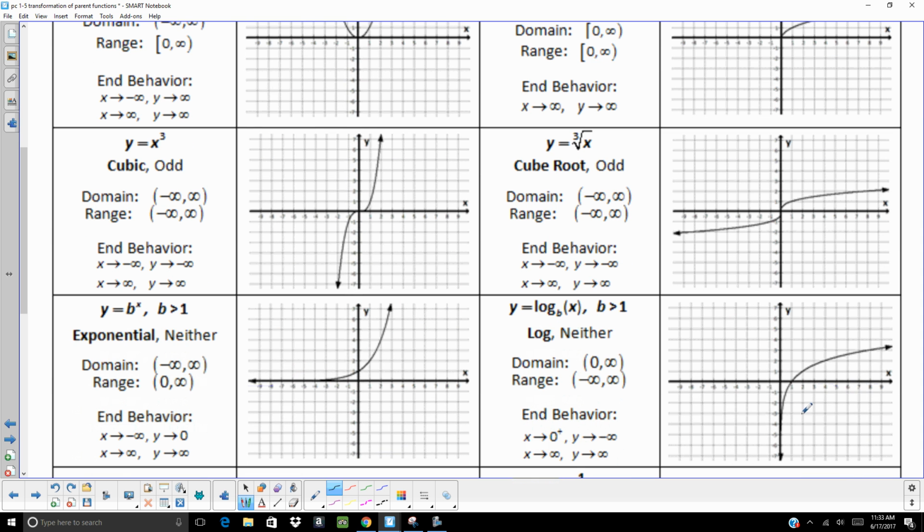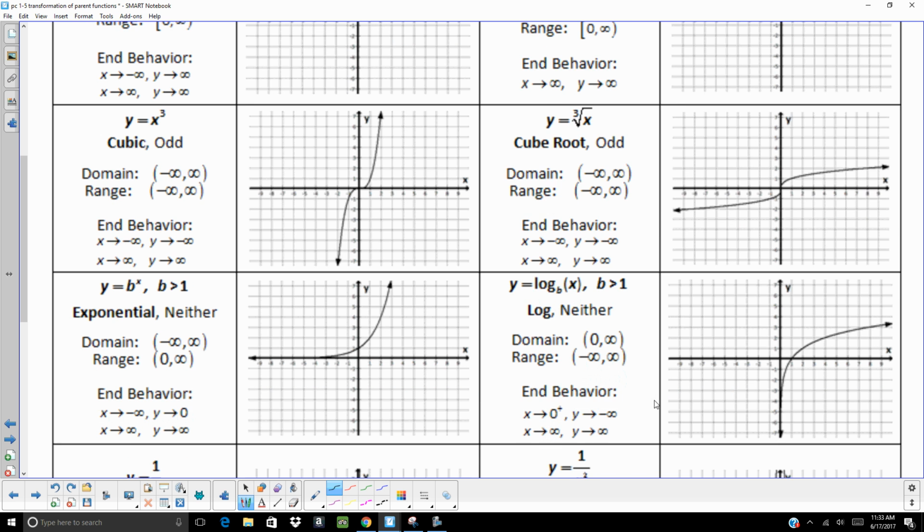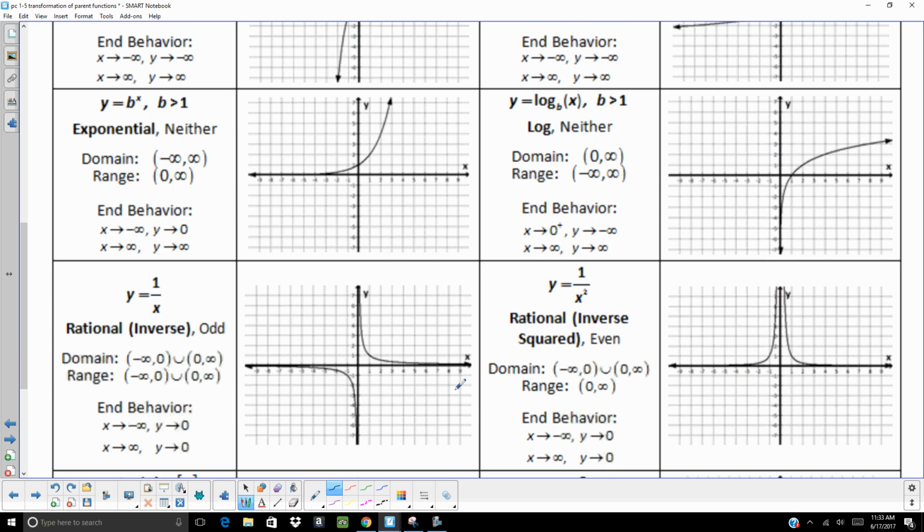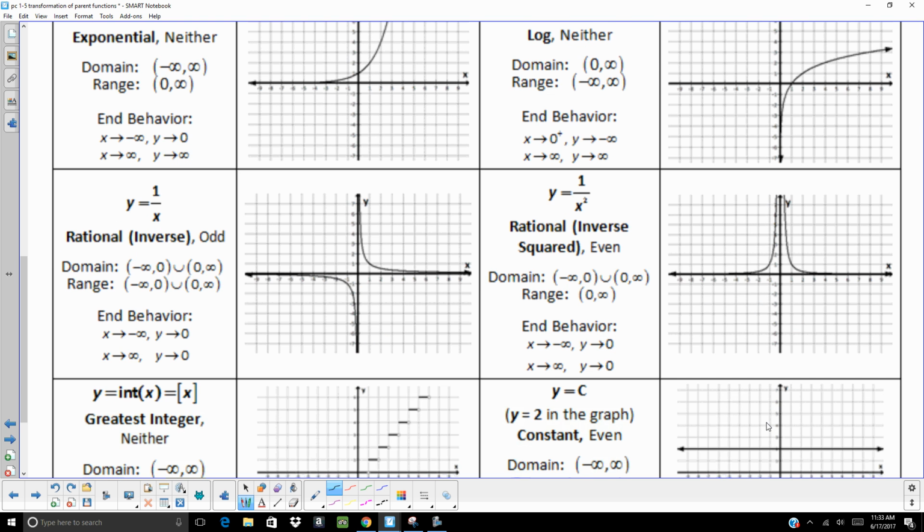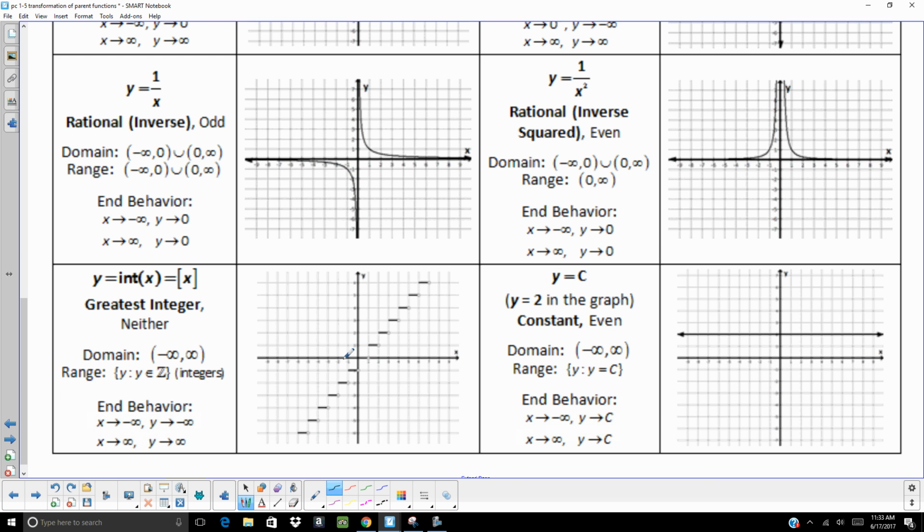Exponential function and a log function. We're not going to use those quite as much right now. Same thing with these two. We're not going to really use these very much, but you should take a look at them. Y equals 1 over x and y equals 1 over x squared. This one doesn't come up very often. It's the greatest integer and a constant, which is just going to be a horizontal line.